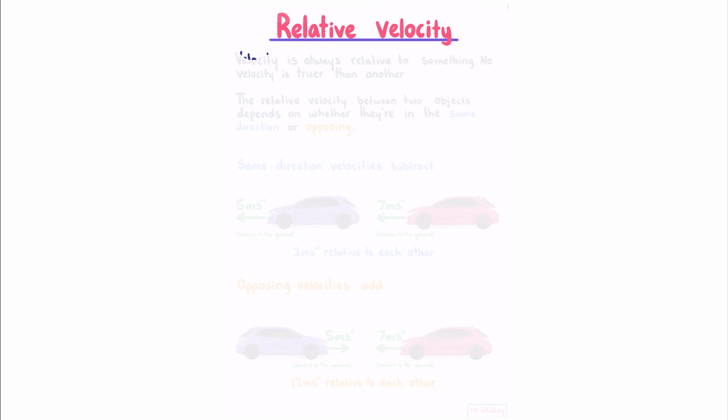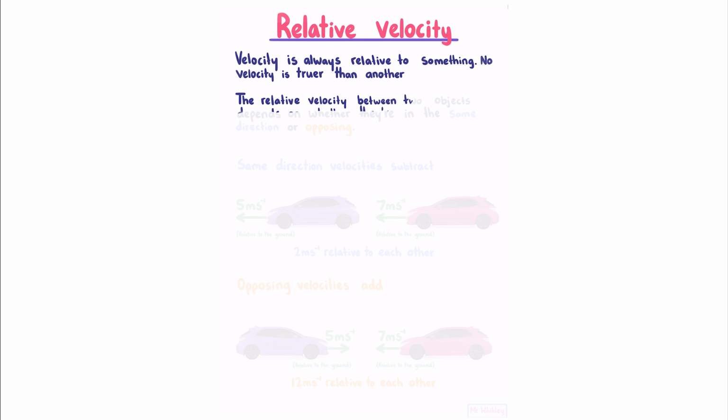Relative velocity. Velocity is always relative to something. No velocity is truer than another, which is to say we generally define velocities on Earth as relative to the surface of the planet, since its motion is relatively predictable. However, that's just a decision for convenience, and this relative velocity is no truer than if we'd defined the velocity as relative to the clouds moving above.